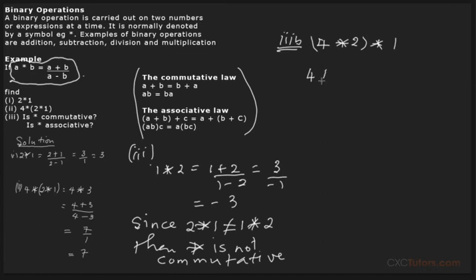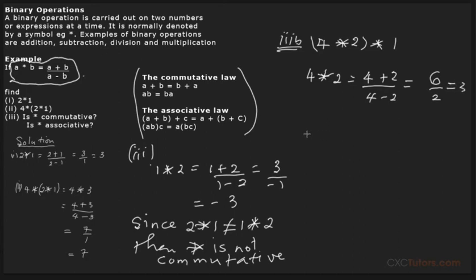So 4 star 2 is equal to, always go back to what is given in terms of A star B, and that is equal to A plus B over A minus B. Remember, our A takes the value 4 and our B now takes the value of 2. So that becomes 4 plus 2 divided by 4 minus 2. And that is equal to 6 divided by 2, which is equal to 3.